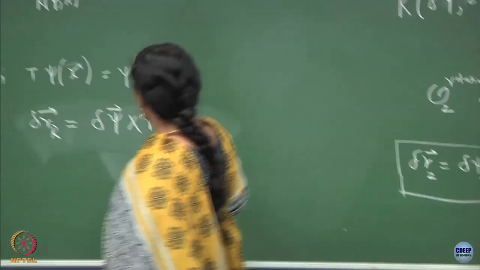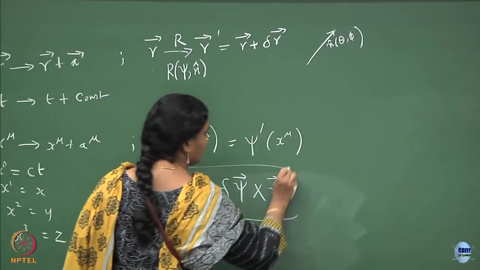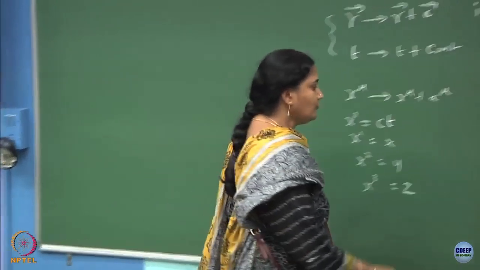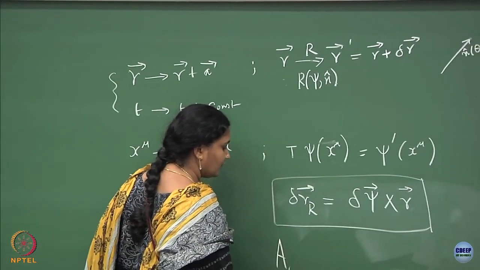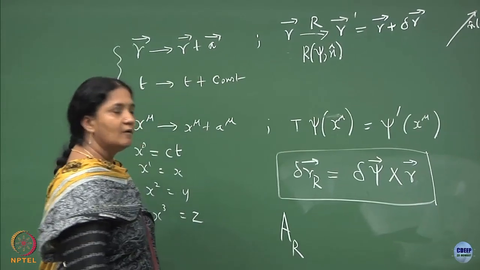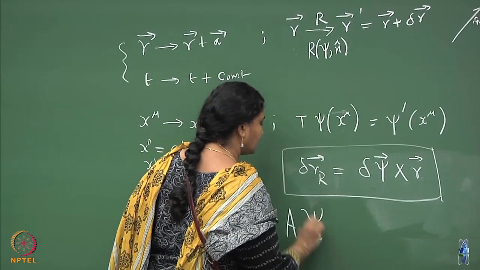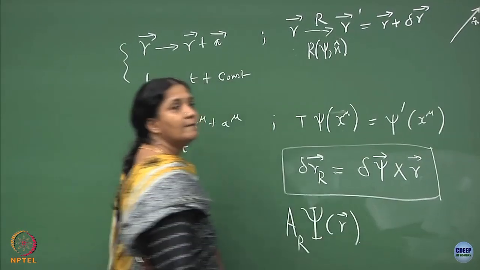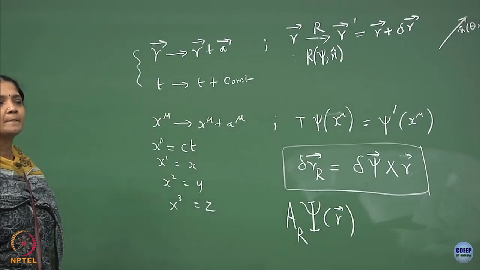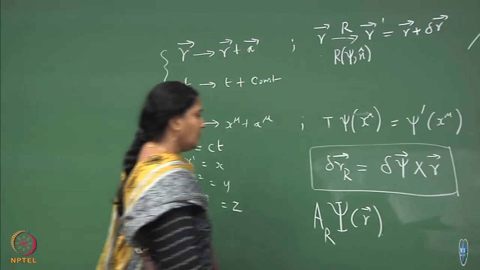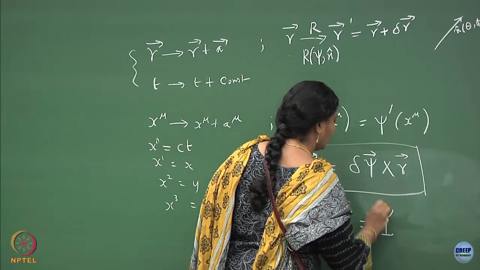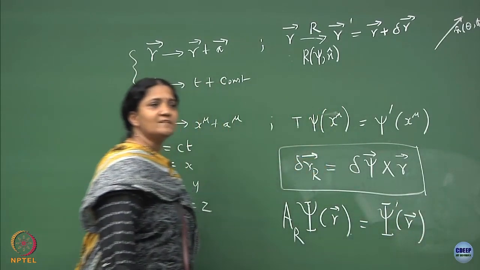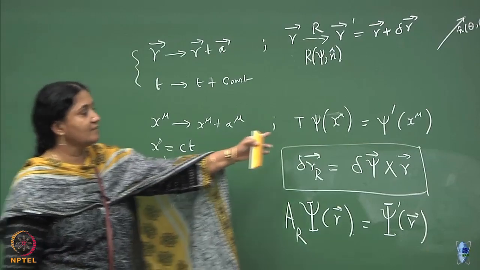Okay. So now once I give this, what is the next step? I need to find an operator A with respect to rotation, which acts on the wave function. Sorry, I am using the same symbol, but I am putting a capital psi here, to give me psi prime of r vector, just like what we did for translation.